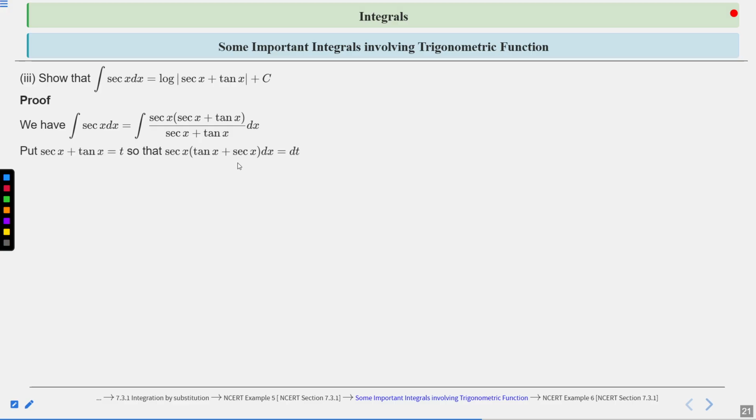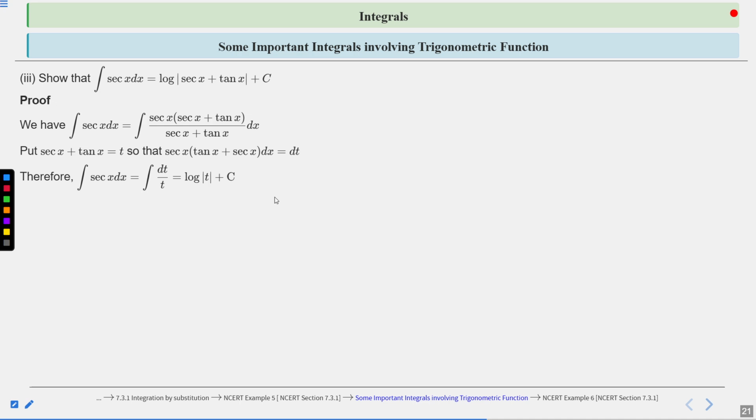Now put sec x plus tan x equal to t, so that sec x into tan x plus sec x dx will be equal to dt, right? Therefore, we can say that integration of sec x dx will be equal to integration of dt upon t, right?